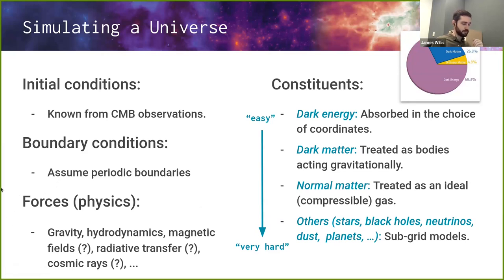And then in order to evolve them over time, we need to create gravitational forces. So this is how dark matter interacts with normal matter. And then for the gas, we use hydrodynamics to evolve them over time, as well as gravity. And then there are other forces that we can implement. I won't go onto these in this talk, but magnetic fields, radiative transfer, cosmic rays, these are all part of the subgrid models, which are also simulated in Swift. So this is the recipe that we need to create our universe.